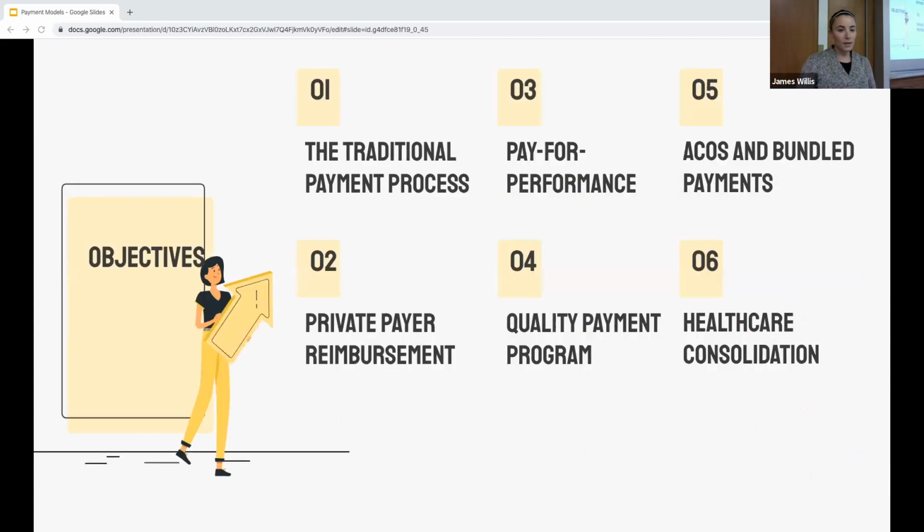So these are some things that we're going to talk about today. We'll talk about historical reimbursement through the Centers for Medicare and Medicaid, which set up the traditional payment process, which is the fee-for-service model. We will talk about how private payer reimbursement is a little bit different from that model. And we'll move into the move towards quality-based care with pay-for-performance models in the quality payment program. And then we'll touch on some new trends in healthcare like ACOs, accountable care organizations, and bundled payments, as well as trends in healthcare consolidation.